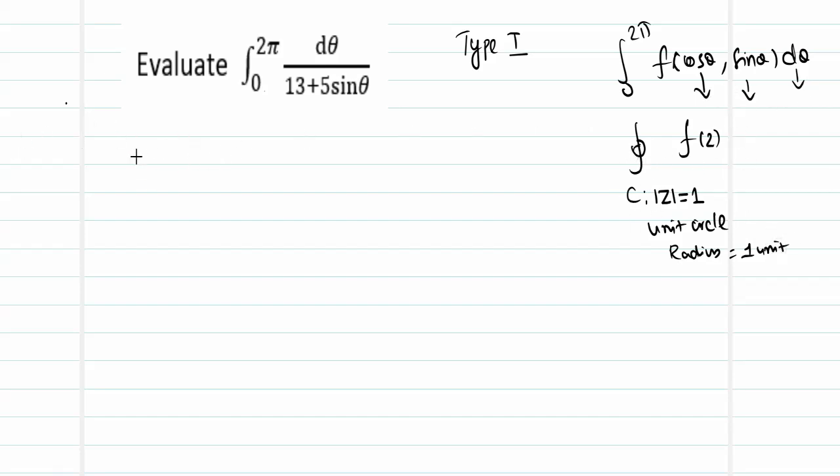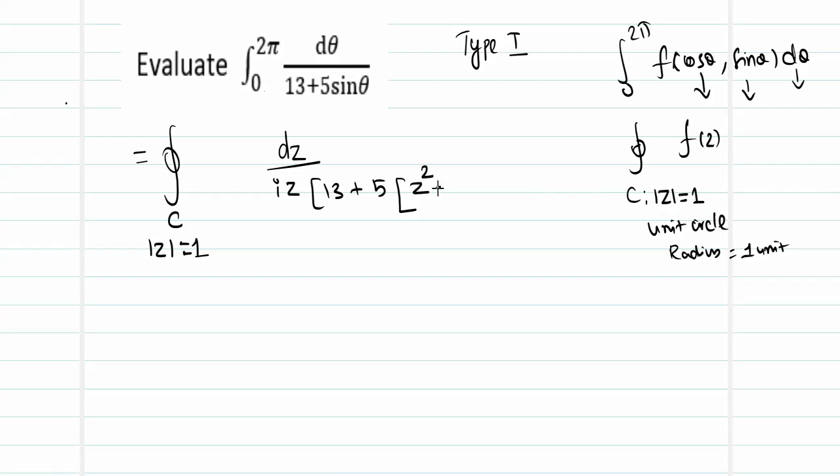So now let us get started with the substitution. The integral from 0 to 2 pi will be converted along the closed curve C, along the boundary mod z equal to 1. D theta will be replaced by dz divided by iz. We have 13 plus 5 times sin theta to be replaced by (z square minus 1) divided by 2iz. So this is going to be the conversion.